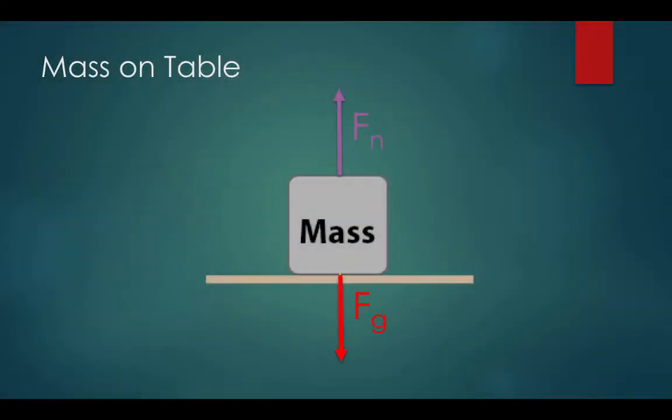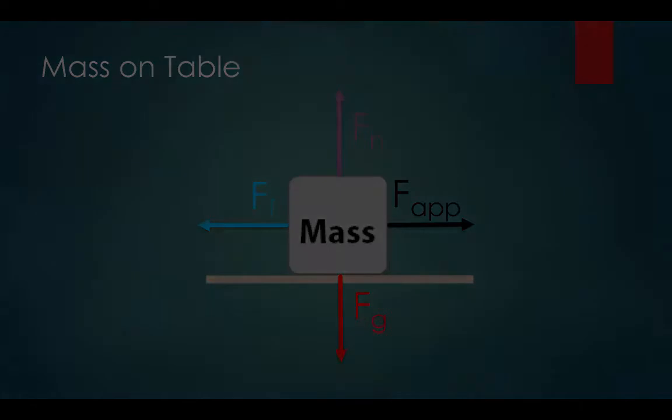Remember, a mass on a table will have force gravity acting down, and a normal force that is equal and opposite to gravity. Because the forces are balanced, the object is still. If we apply a force to the right, the object may move. If friction force is smaller than the applied force, then the object will move, and if the friction force is equal to applied force, then the object will not move.